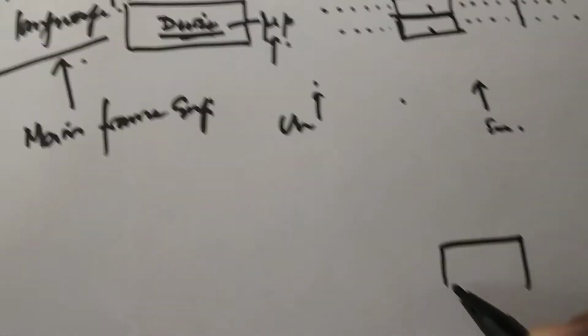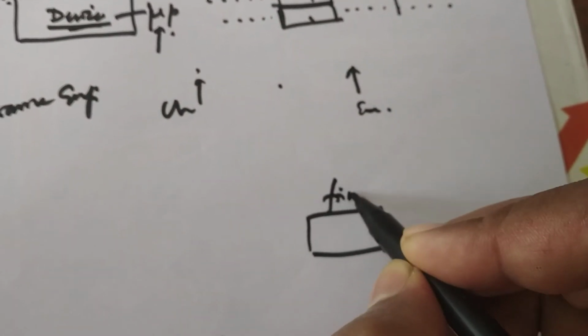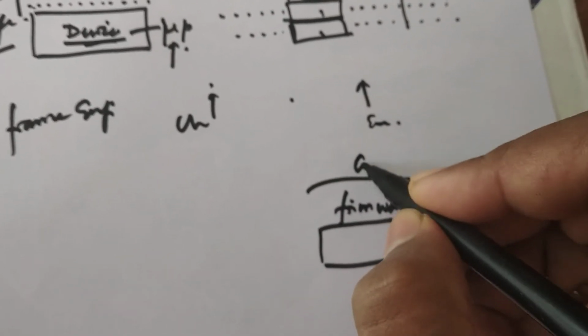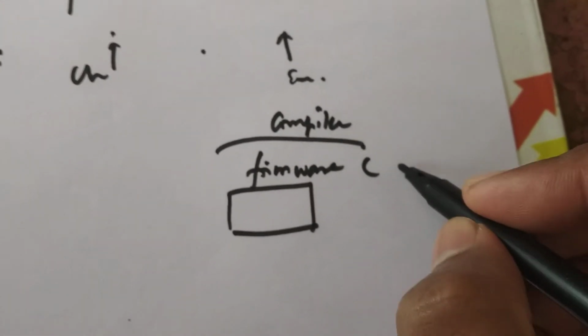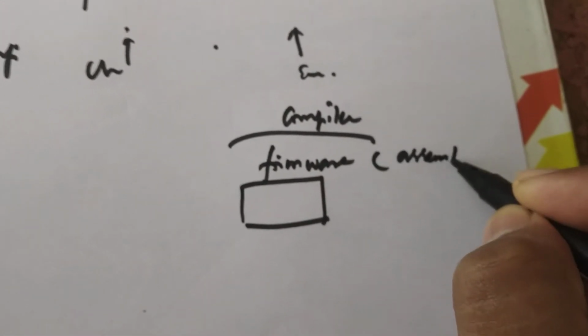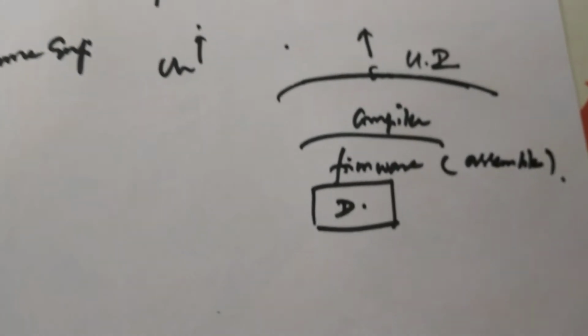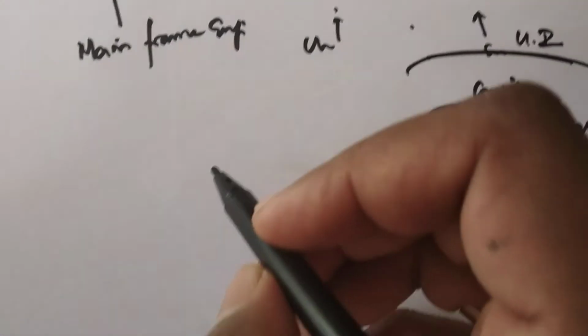So at the base, I can say that it is a device. Over the device I can call it firmware. Over the firmware I can call it a compiler. The firmware, in terms of our language, is called the assembler. Over the compiler, I call it the user interface. So this will be the normal structure of an operating system. An operating system will be described like this.